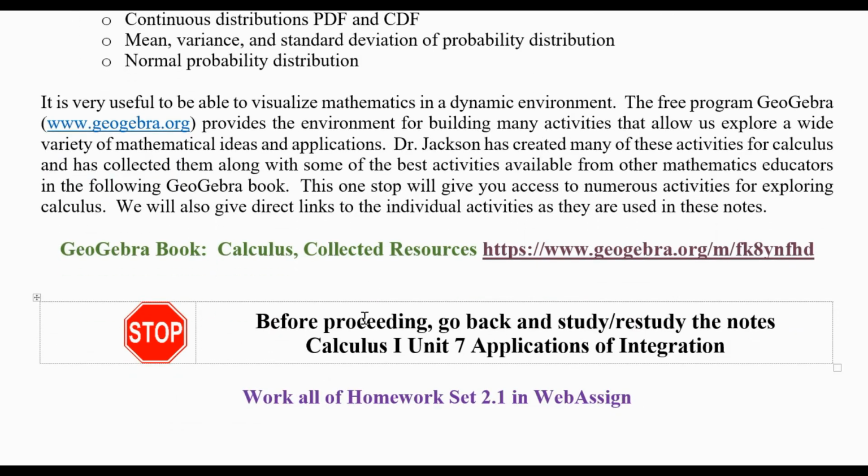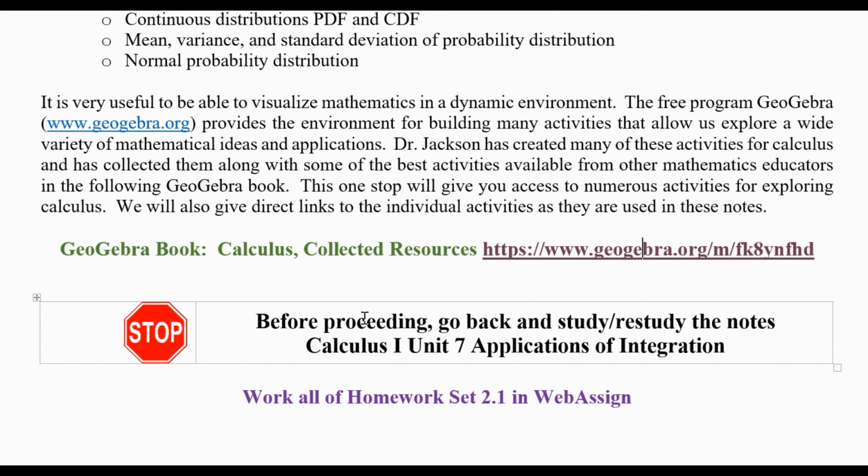Stop. At this point, before proceeding, go back and study or restudy the notes from Calculus 1, Unit 7, Applications of Integration. Work all the homework set 2.1 in WebAssign. Even if you took my Calculus 1 class and studied there, going back to review that and working this homework is probably going to keep you busy for, oh, I'd say at least a week or close to it.